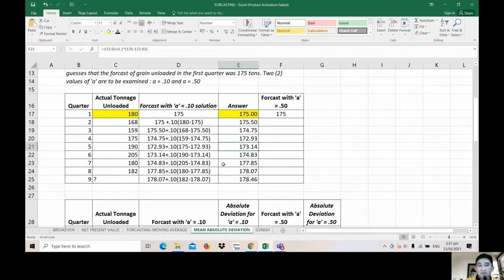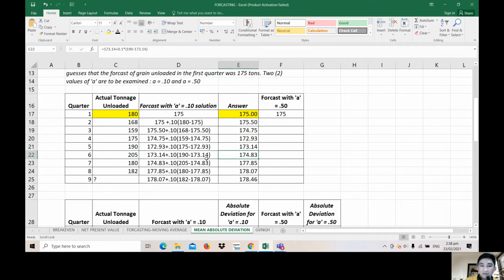Sumobra ang actual, yung forecast natin 173. Okay? So, 205, sa quarter 6, 173 yung basis natin based on the previous quarter plus 0.10 multiply by the solution of 190 less 173.14 kasi yan yung actual and previous, okay, or actual or forecast natin last time. Okay? Kaya meron tayong forecast na 174.83 which is very far pa din doon sa actual tonnage unloaded which is 205.